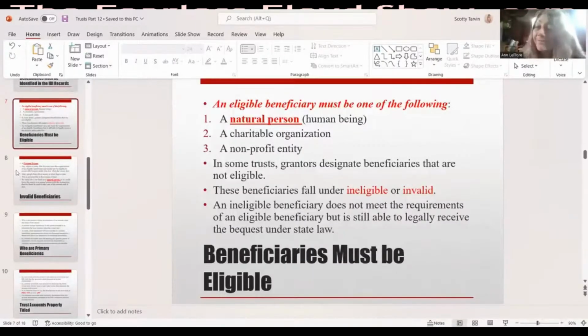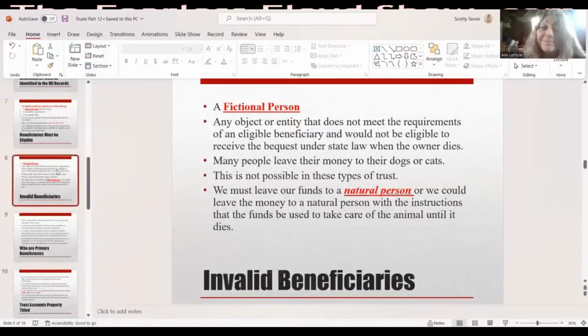All right, moving on. Panel 8. Invalid beneficiaries. A fictional person, or any object or entity that does not meet the requirements of an eligible beneficiary and would not be eligible to receive the bequest under state law when the owner dies.